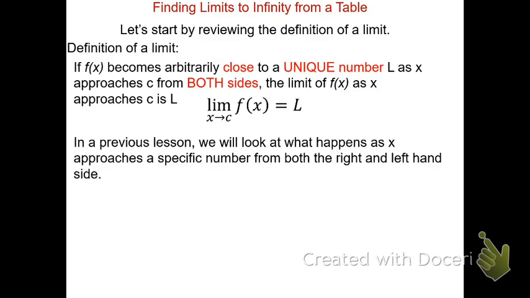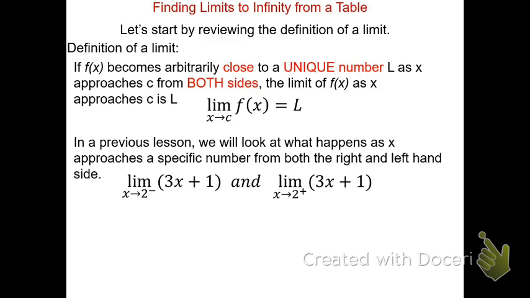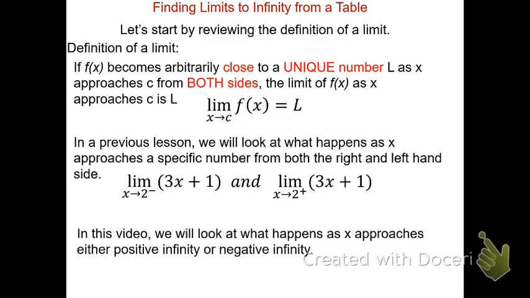Now in previous lessons we looked at approaching a number from both the left-hand and right-hand side. For instance, the limit of 3x plus 1 as you approach 2 from the left or 2 from the right. We denote that with the little negative and positive signs above the 2. But in this video we're going to look at approaching infinities. Now you can't be on either side of an infinity.